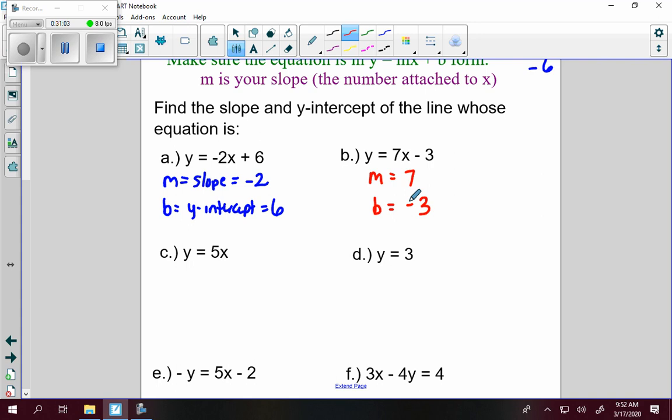C gets a little tricky. Right here there is no b, but I'm going to just put +0 for my b. Because then I can say m is 5 and b is 0. And on this one, d, y is 3. Then I can say y is, there's no x, so 0x plus 3. So my m is 0, and my b is 3.